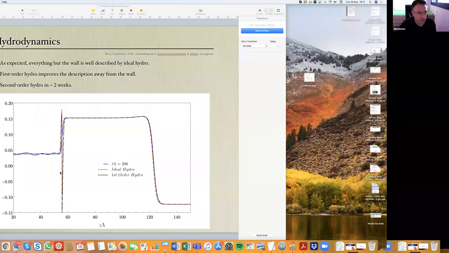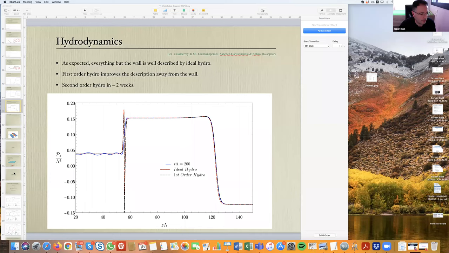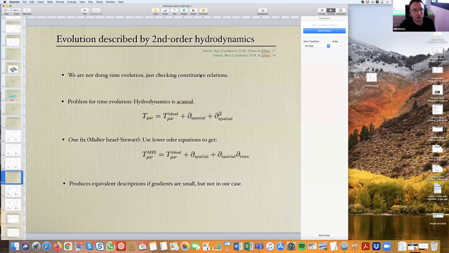So let me show it again. In these backup slides, I have this explicitly here. We're not doing time evolution. We are checking the constitutive relations. So what we're doing is the following.